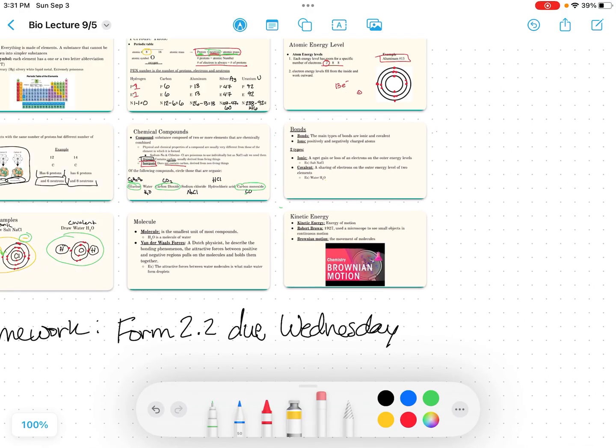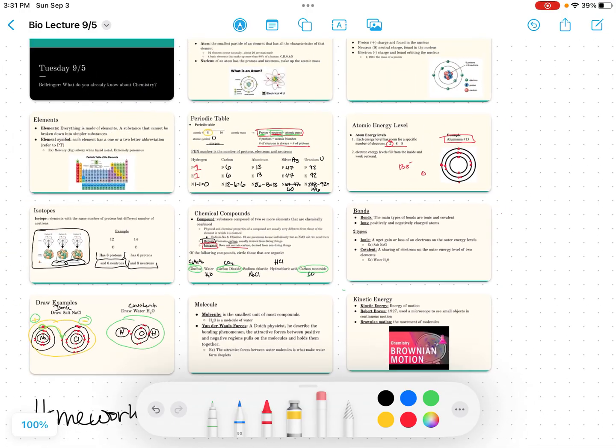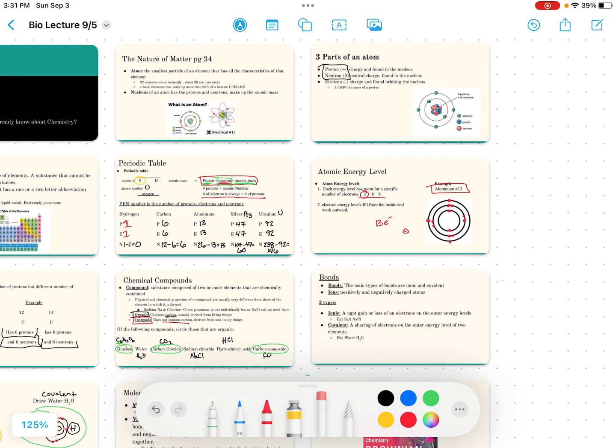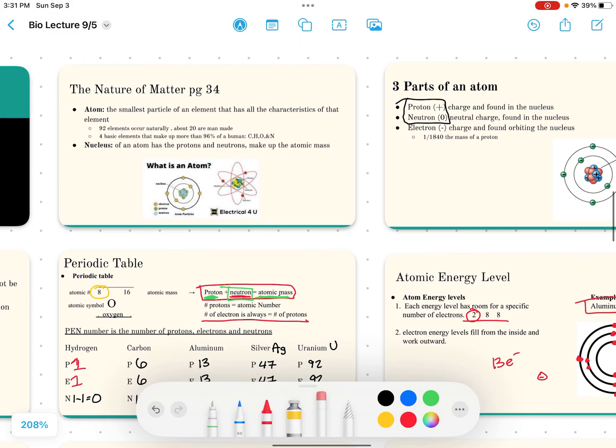I know we covered a lot, so here are the main things to take away from today. One, what's an atom? It's the smallest particle of an element. There are 92 that occur naturally and 20 that are man-made. Inside every atom, there's a nucleus, the very center part made up of protons and neutrons. The outside is your electron cloud.